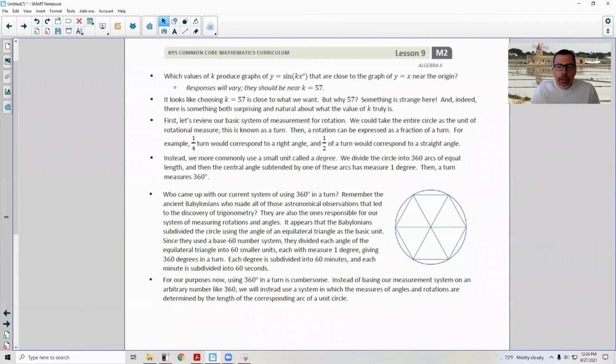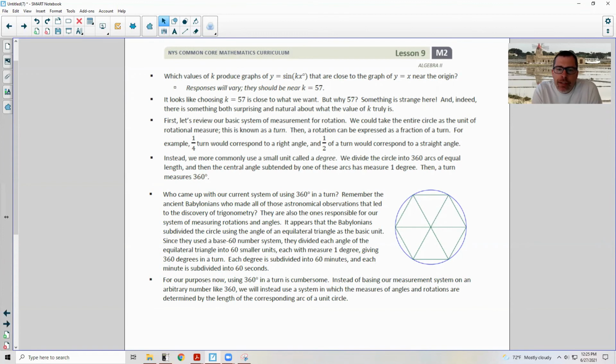Okay, page 3. Let's discuss something first before I continue on to what you see on your page 3. It says, which values of k produce graphs of y equals sine of kx that are close to the graph of y equals x near the origin? We just did that. So it should be near k equals 57. And it looks like choosing k equals 57 is close to what we want, but why 57? Something is strange here. And indeed there is something both surprising and natural about what the value of k truly is.